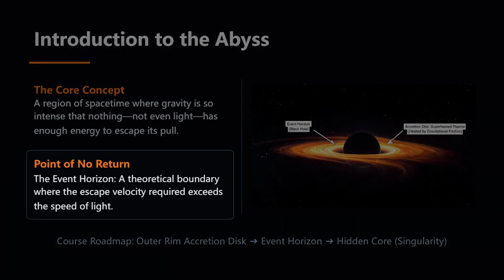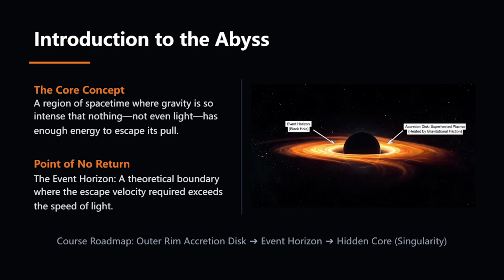This brings us to a critical boundary known as the point of no return, or the event horizon. It's a theoretical surface where the escape velocity required to leave exceeds the speed of light. Once an object crosses this threshold, it is effectively removed from the observable universe.